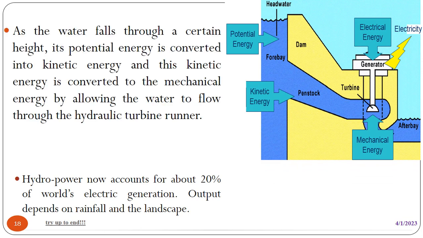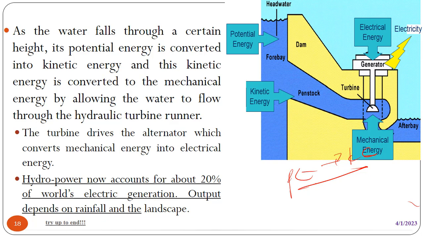As the water falls through a certain height, its potential energy is converted to kinetic energy, and this kinetic energy is converted to mechanical energy by allowing the water to flow through the hydraulic turbine. The turbine drives the alternator, which converts mechanical energy into electrical energy. Therefore, hydropower now accounts for about 20% of all electric generation output.